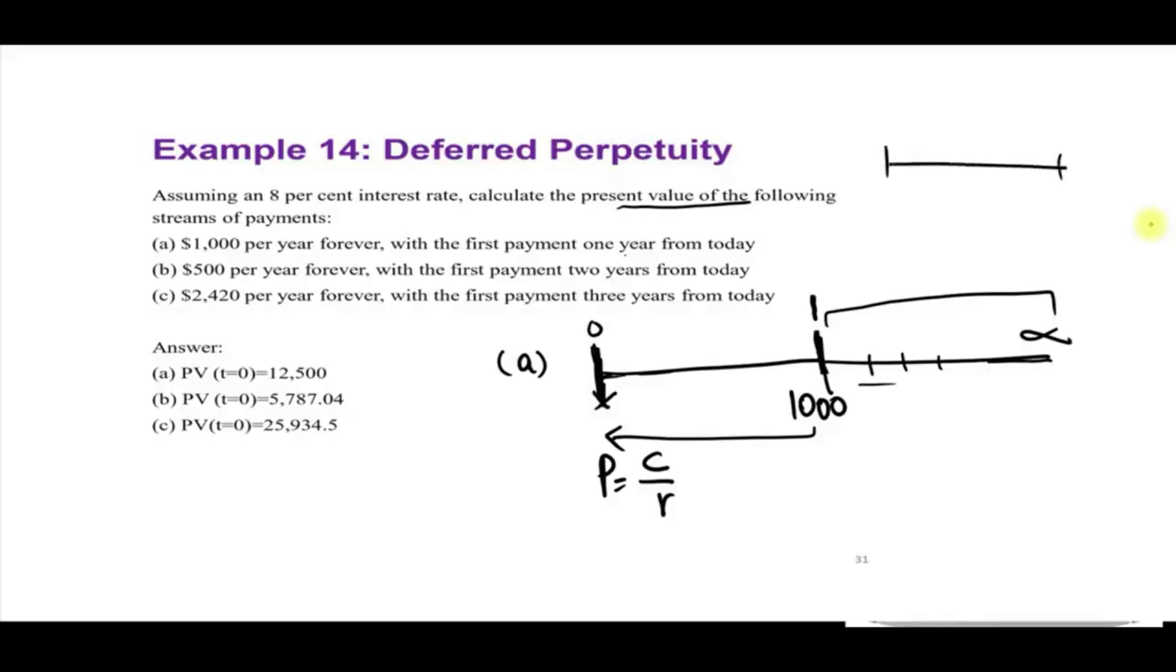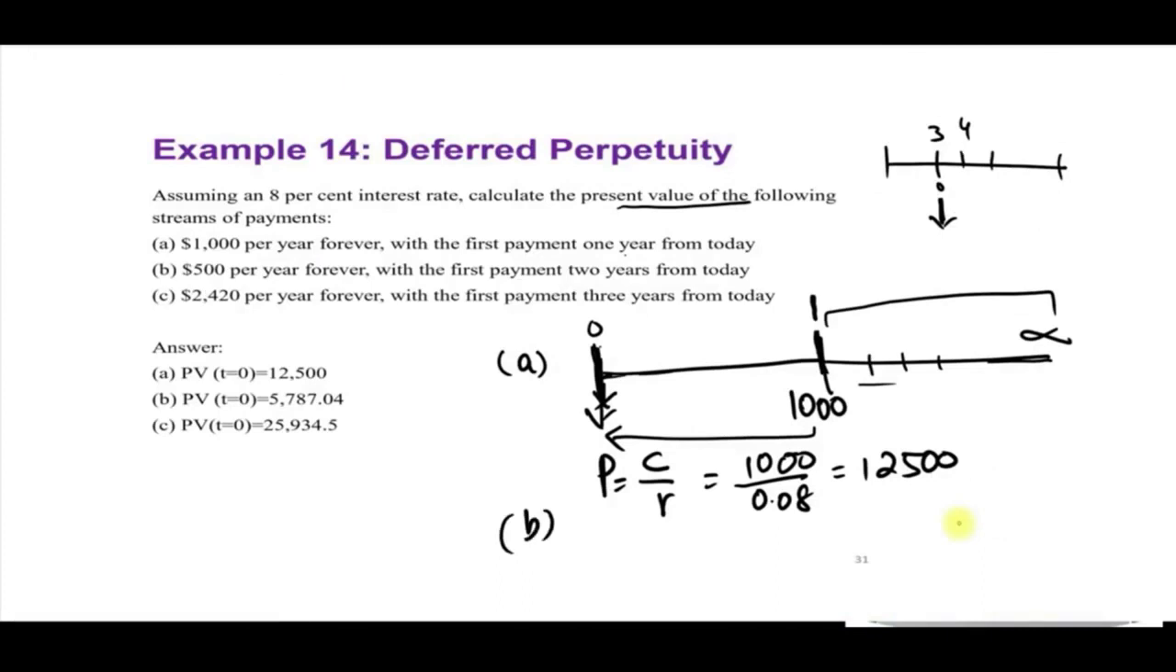Remember last time, if it was 4, then we had to take 3 as year 0, right? So if it is 1, our answer is already at year 0. So C is 1,000 divided by 0.08, and our answer would be 12,500. Okay, so B part.